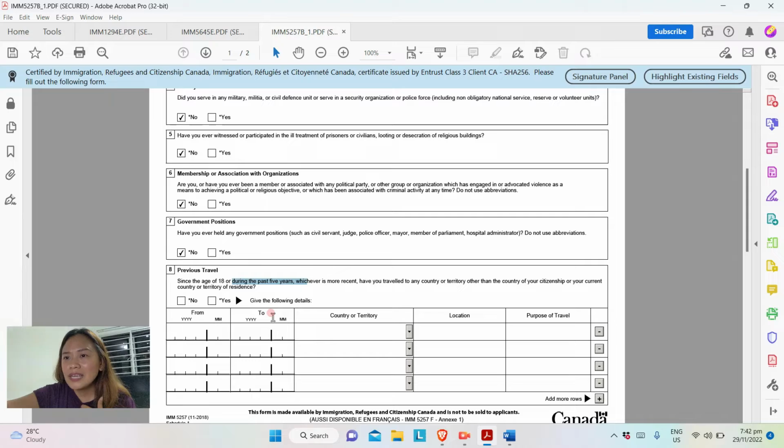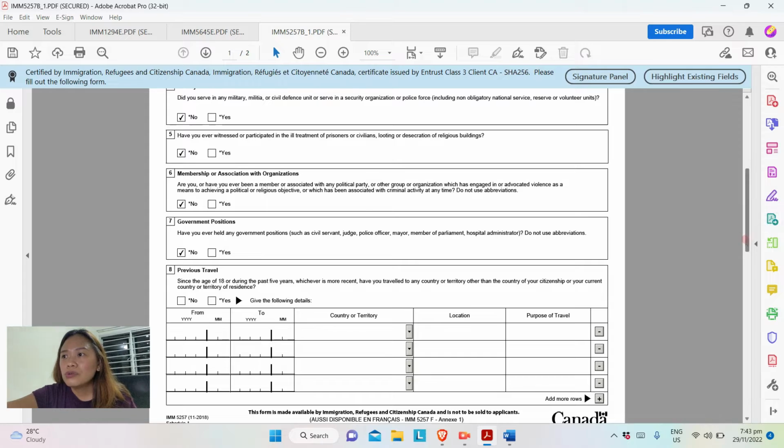So in my case, we are citizens of the Philippines, but we are currently in Singapore. So any travels within the past 5 years between the Philippines and Singapore, I don't have to write here. But we went to Malaysia, so I have to write the details of that travel to Malaysia, Indonesia, or wherever you went in the past 5 years.